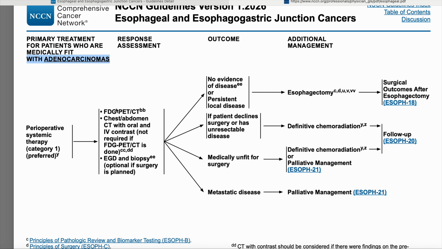Response assessment is done by PET CT or CT chest abdomen with IV contrast, and esophagogastroduodenoscopy with biopsy. And if there is no evidence of disease, or if there is persistent local disease, we have to go for esophagectomy. And if the patient declines surgery, then definitely chemoradiation is planned.